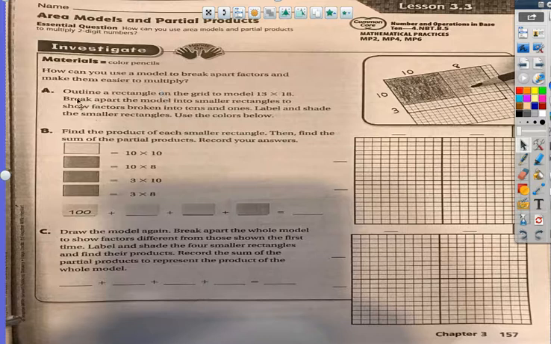So part A says outline a rectangle on the grid to model 13 times 8. Break apart the model into smaller rectangles to show factors broken into tens and ones. Label and shade the smaller rectangles. Use the colors below.